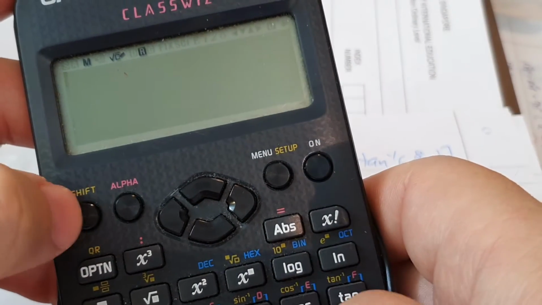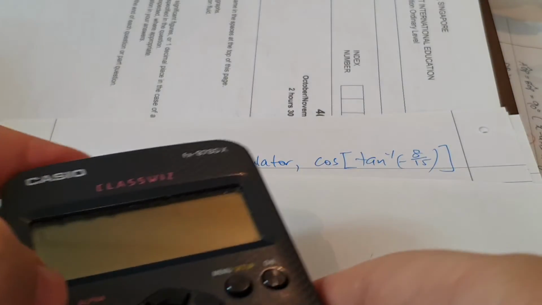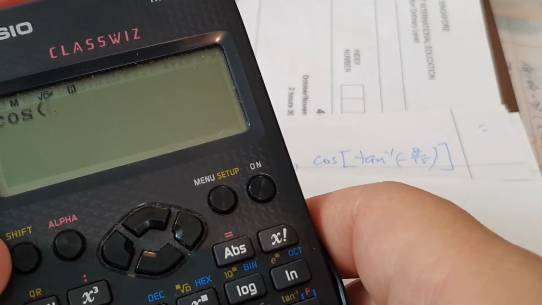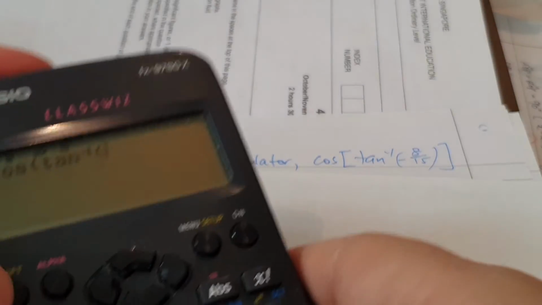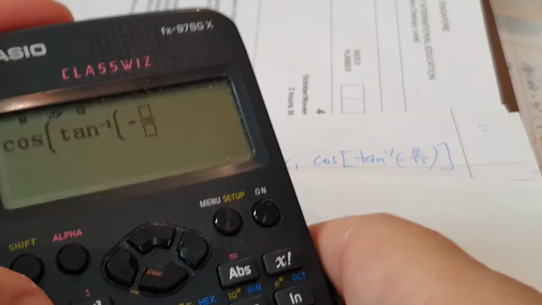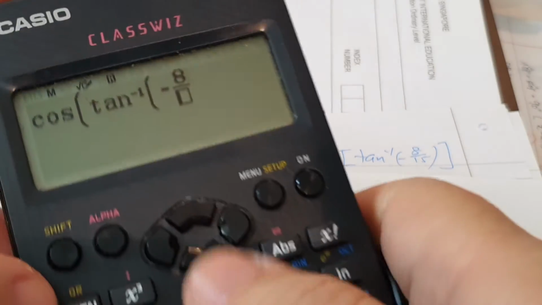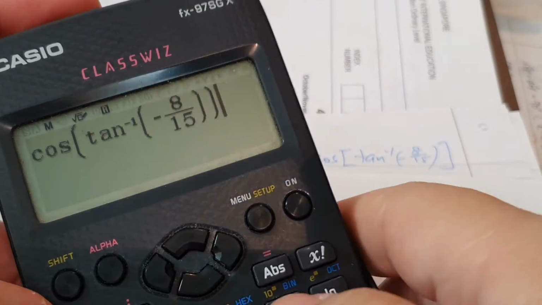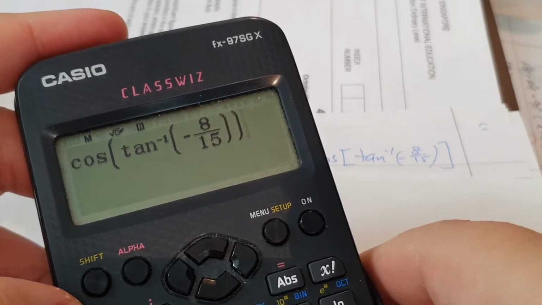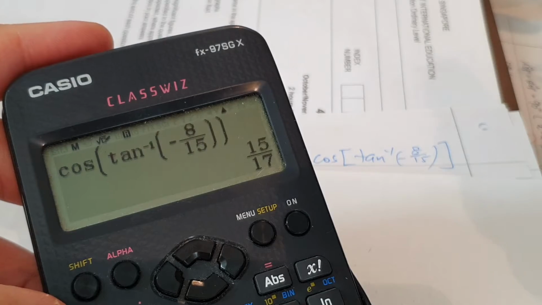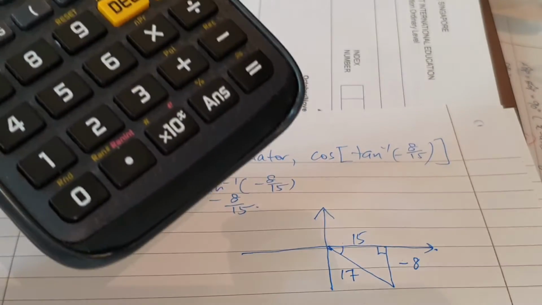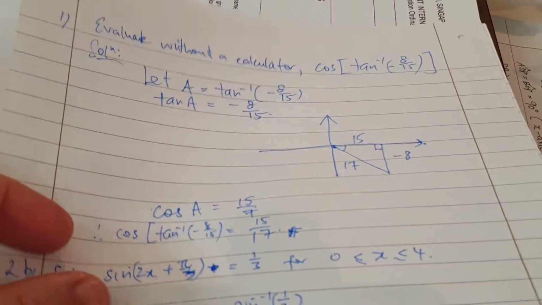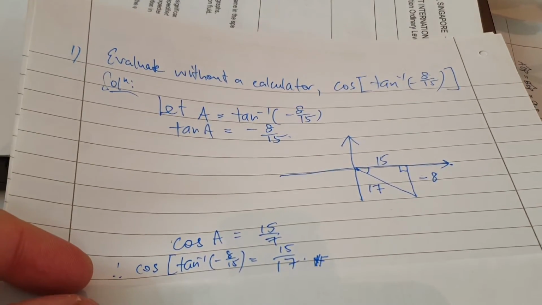Okay, wait. You press cosine, exactly what you see, then you press inverse tangent, then you press minus 8 over 15, right? Then you close bracket and then you close bracket. Then this calculator will actually give you the final answer already. You see, this calculator will give you the final answer already. My working here, as you can see, the final answer is 15 over 17.